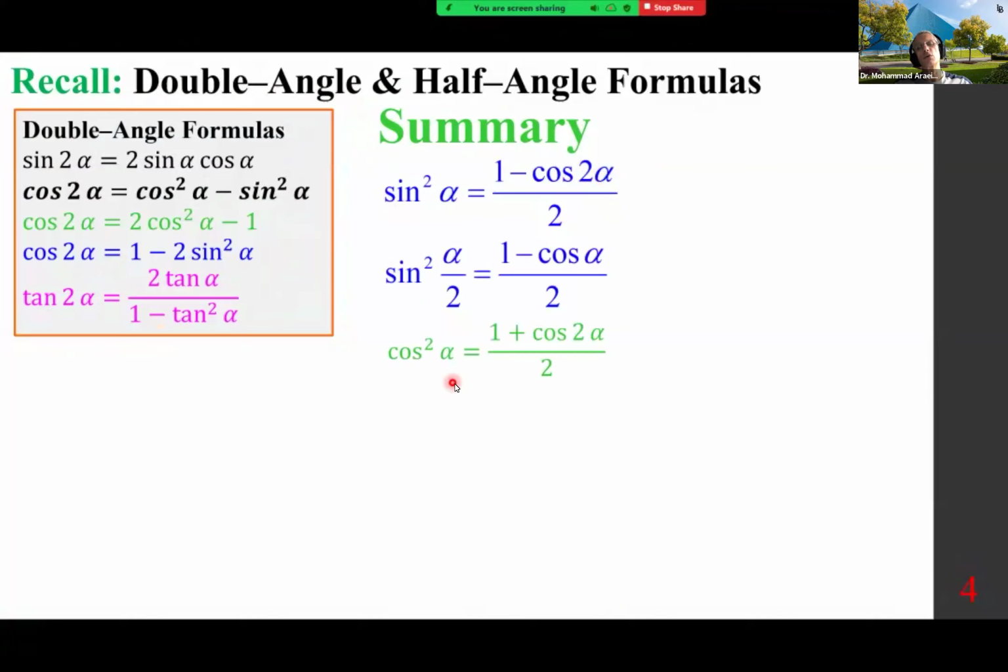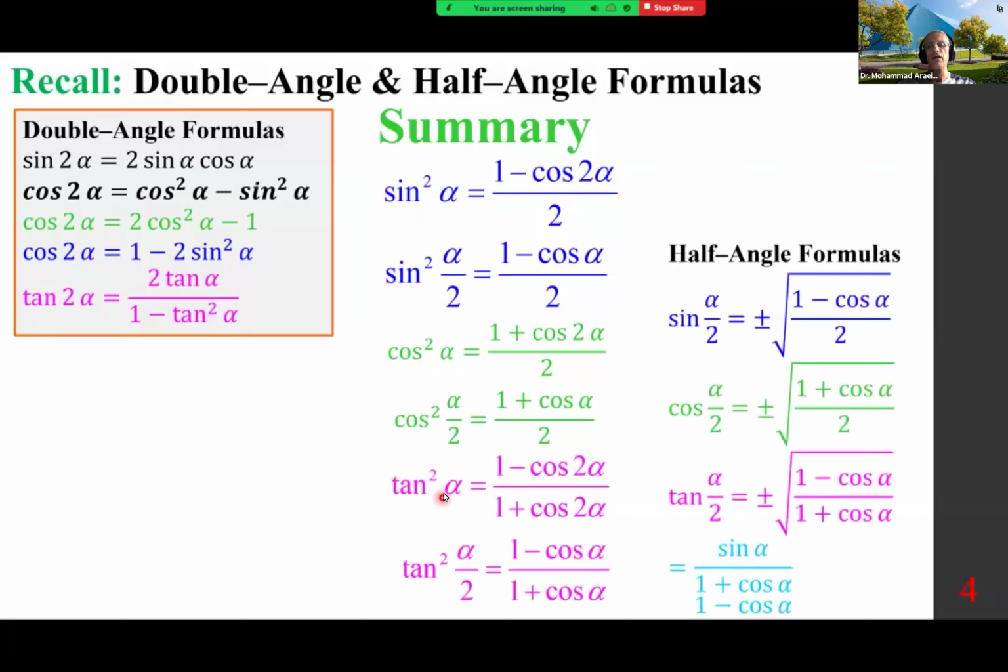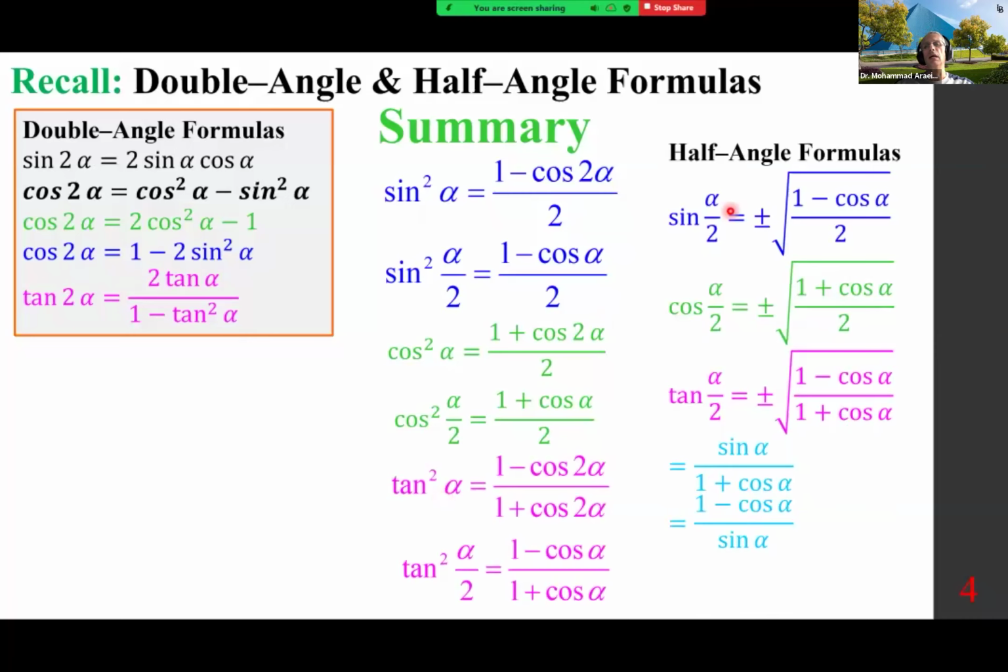From here, cosine squared alpha is 1 plus cosine 2 alpha divided by 2. Cut this in half, 2 alpha becomes alpha. And tangent simply is the ratio of sine to cosine, so tan squared alpha is the ratio of sine squared to cosine squared, and the same thing for its half angle. And you have sine of alpha over 2, for example, from here, plus or minus the square root of 1 minus cosine alpha over 2, and the rest of them. And bear in mind, as far as positive and negative, you make a decision based on the location of the quadrant.